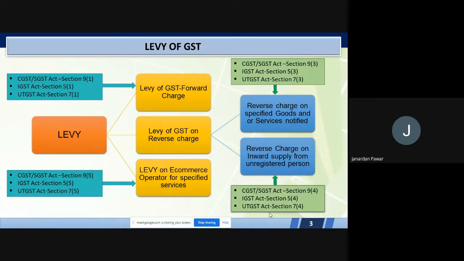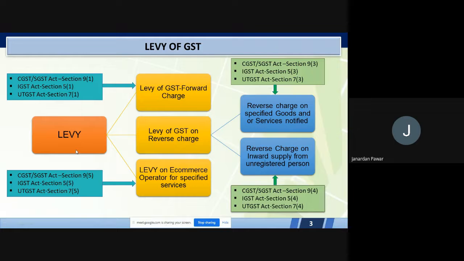So how is GST levied on goods and services in India, considering all these acts such as CGST, SGST, IGST, UTGST, and the GST Compensation Act? When it comes to the charge, the levy of GST on different goods and services, how can it be done? I'm going to tell you how it can be done.